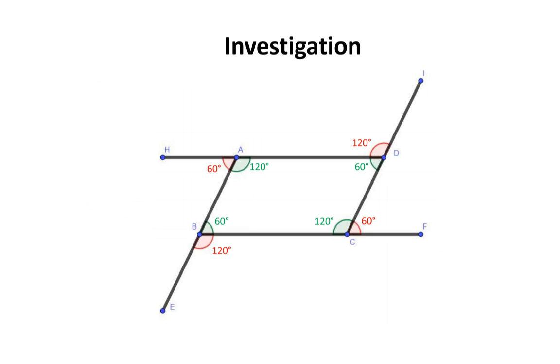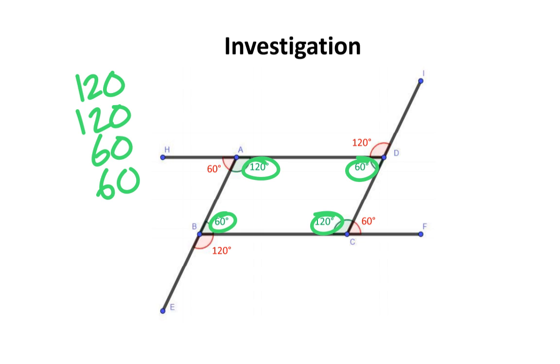Over here, we have another quadrilateral, more specifically a parallelogram. Let's see if that relationship we found earlier exists with the interior angles. So I'm going to add 120, 120, 60, and 60. And the sum of these interior angles also happens to be 360 degrees.